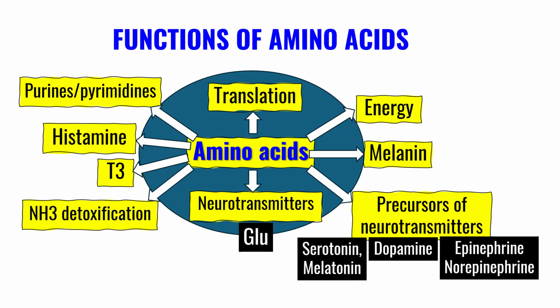And in the end, certain amino acids play a very important role in detoxification of ammonia. These are glutamate, glutamine, and alanine. These three amino acids play a very important role in detoxification of ammonia through the urea cycle. So this is all about the functions of amino acids.